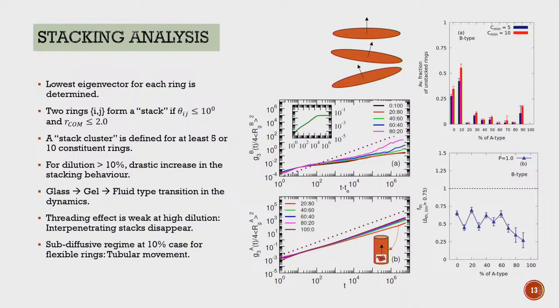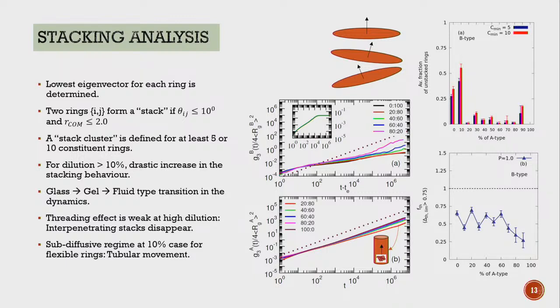What you observe is that within 10% dilution from 20% itself, there is a drastic decrease in the amount of unstacked rings. So basically at 0 and 10%, there are a lot of rings that are unstacked, but the moment we dilute beyond 20%, most of the rings start to form stacks of 10 rings or more. And there are still some fluctuations here, which I will come to later.